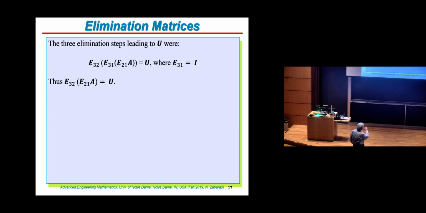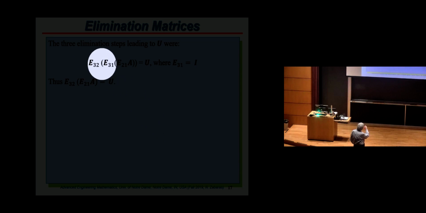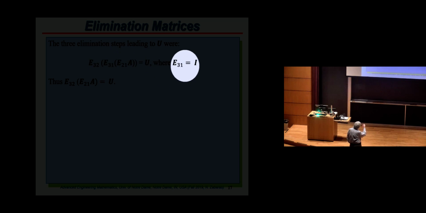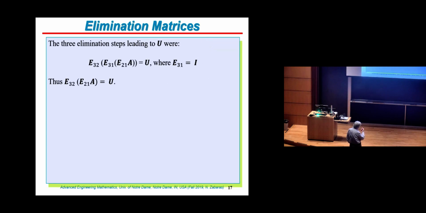And again, pay attention that in general, the elimination will look like that for a 3 by 3 matrix, right? After you eliminate element 2, 1, you will eliminate element 3, 1, and then 3, 2. But in our case, there was no element 3, 1. It was already 0. So really, this elimination matrix is the identity matrix.